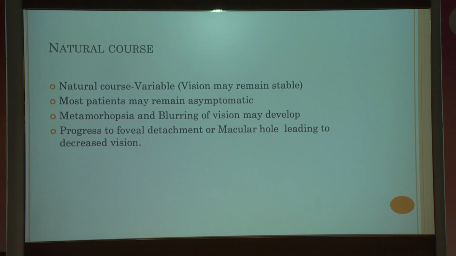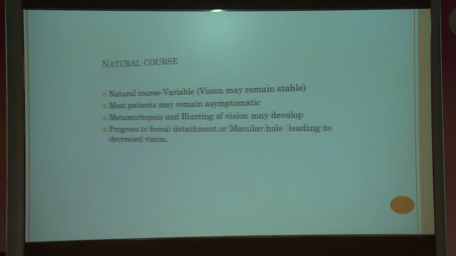The natural course is variable. We know that a lot of them have stable vision for a long period of time. Some of them are asymptomatic. And when they develop metamorphopsia or blurring of vision, we think about doing surgery. And sometimes when it progresses to a foveal detachment, then one needs to do a surgery, as it frequently leads on to a macular hole and a retinal detachment.